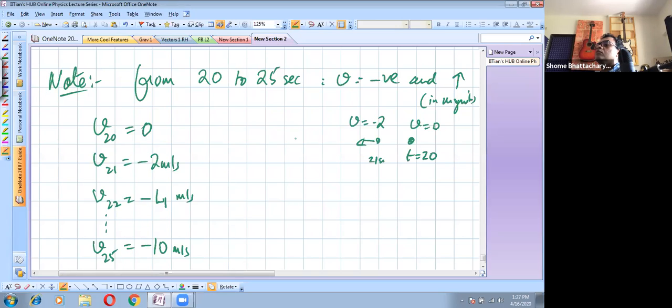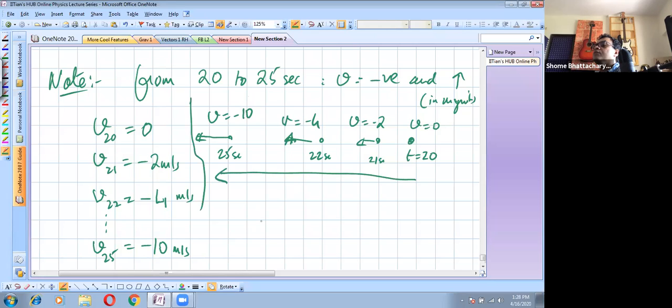Then by the time you come to 22 seconds, the velocity has become minus 4, and like this. So by the time you come to 25 seconds, the velocity has become minus 10. Like this. Okay. So you can see the displacement is in which direction? It's in the negative direction. So displacement from 20 to 25 seconds will become negative of the area.